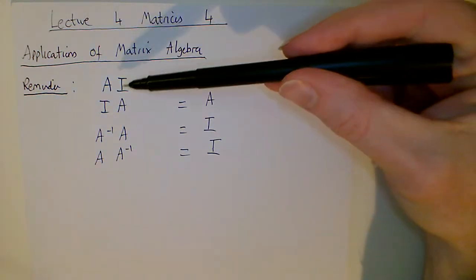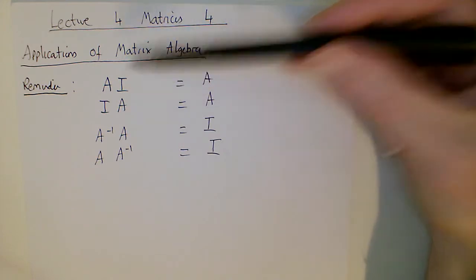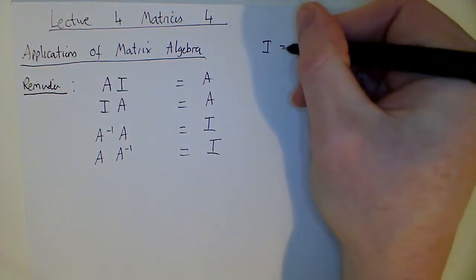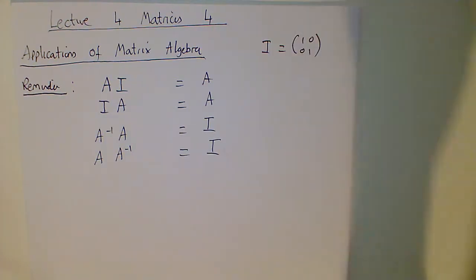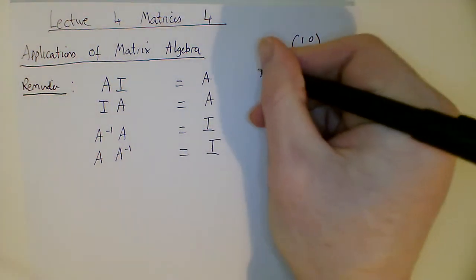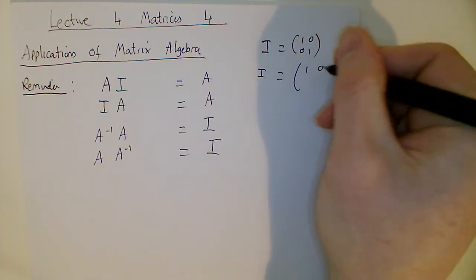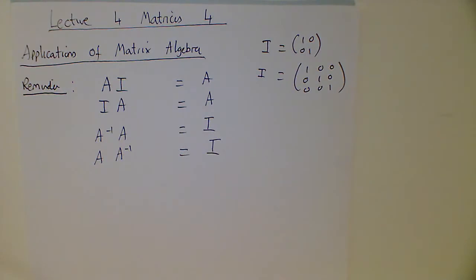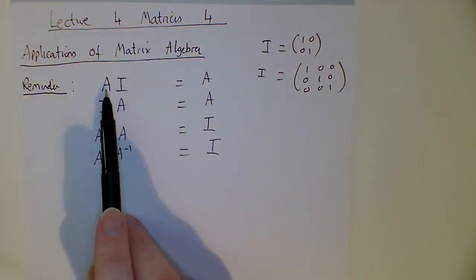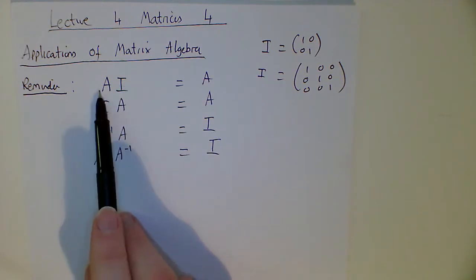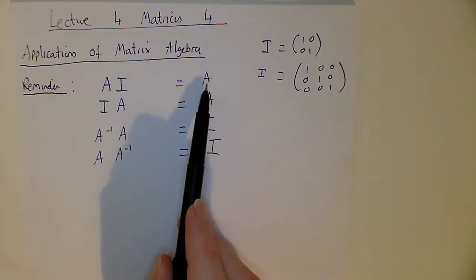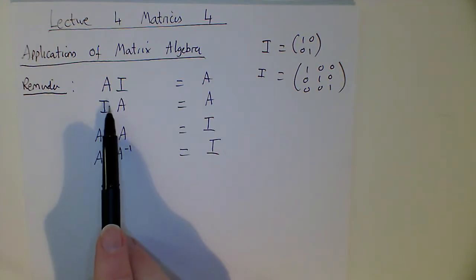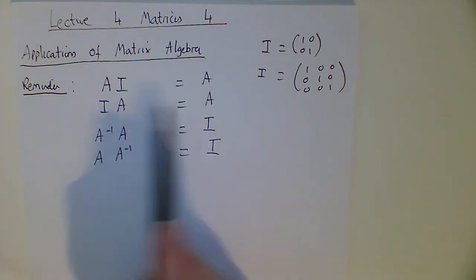Remember, I is the identity matrix. That's either like that if it's a 2 by 2 matrix, or that if it's a 3 by 3 matrix. A 4 by 4 matrix, 5 by 5 matrix, it would all be the same. Now, remember the identity is just 1 through multiplication. So if you multiply the matrix A by the identity matrix, you get A back. And same if you multiply it by the identity matrix on this side, you would still get A.